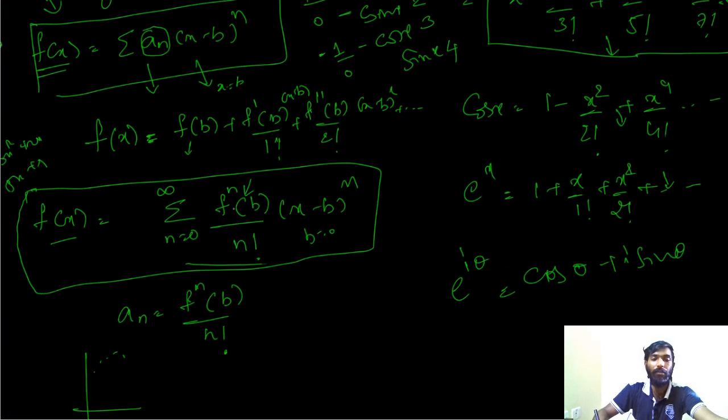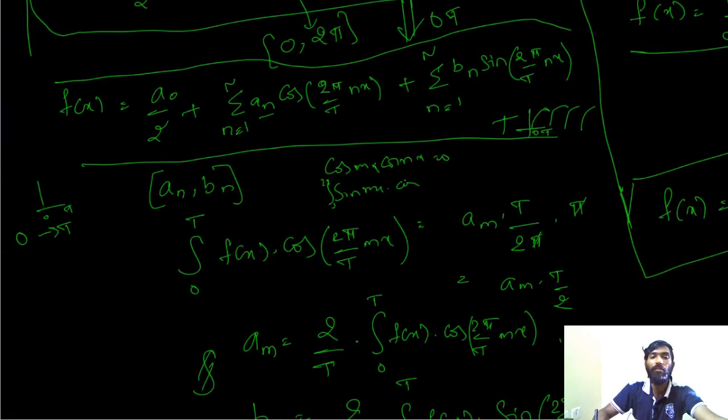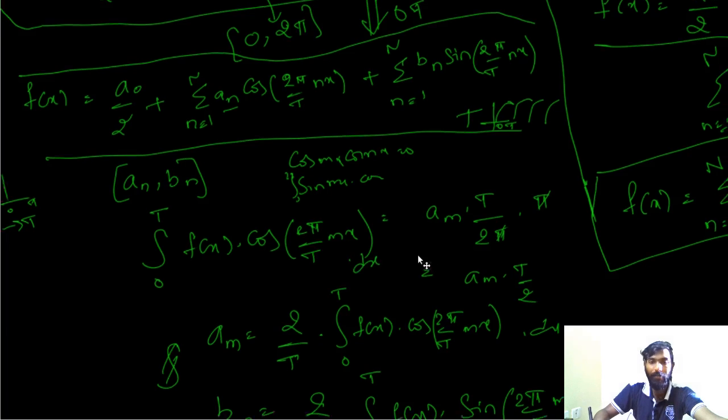In the Taylor series, the weights of (x minus b) to the power n were found as f nth derivative by n factorial. In Fourier series, you do a small calculation. So what you do is, for this f of x, you multiply cos of 2 pi by T mx and you integrate it from 0 to T on dx.